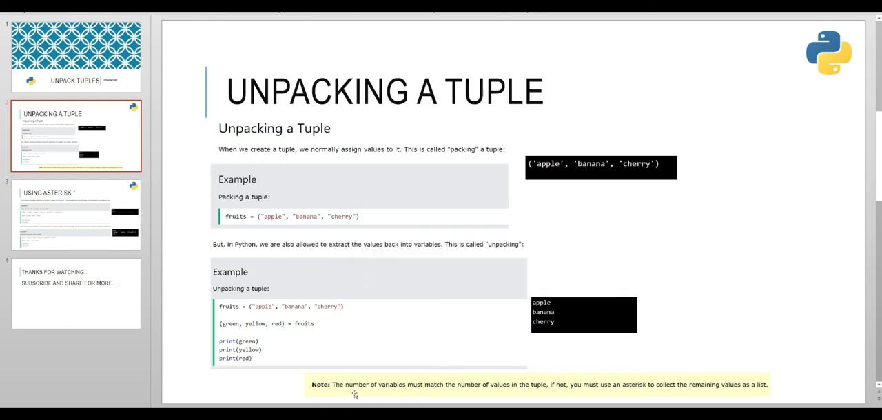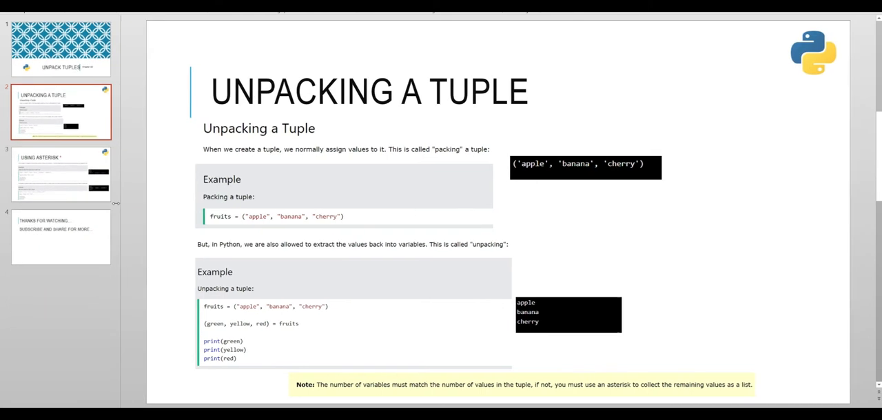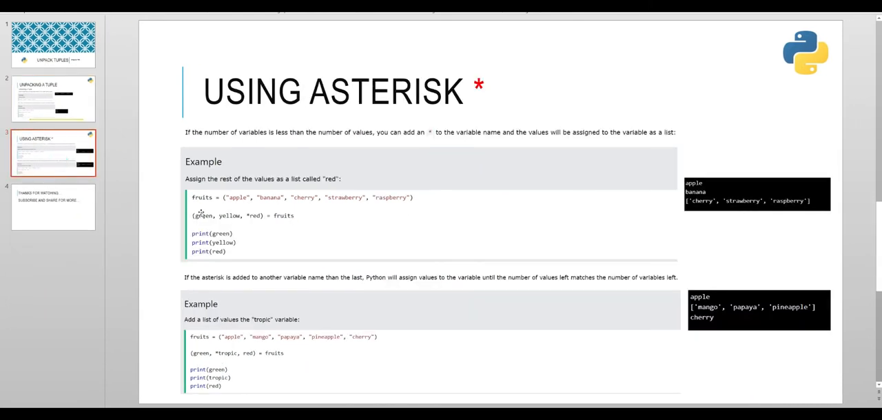Next, see this important note at the end. The number of variables must match the number of values in the tuple. If not, you must use an asterisk to collect the remaining values as a list. Okay, what does it mean? Let's look at this second slide.